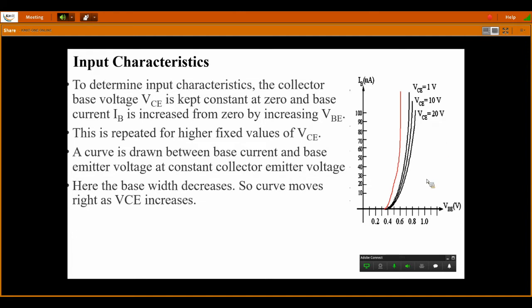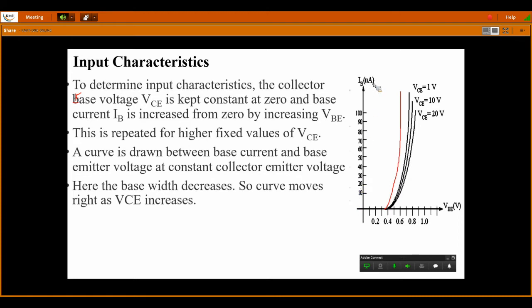So to determine your input characteristics, the collector to emitter voltage must be kept constant, starting at 0, and the base current IB is increased from 0 by increasing your base to emitter voltage. This is repeated for fixed values of VCE. With 10, 20, 30 like that we increase the output junction voltage, gradually increase the base to emitter junction voltage, and find your base current. What is the amount of input current flowing through your junction?